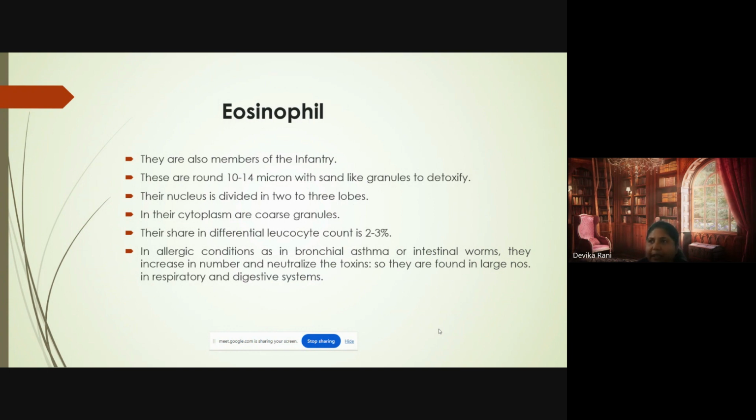In neutrophil, you can remember that they are like the first line of defense. They are the ones who really go and attack first. Eosinophils come out in allergic conditions more.